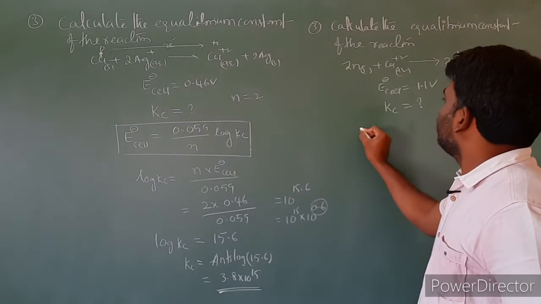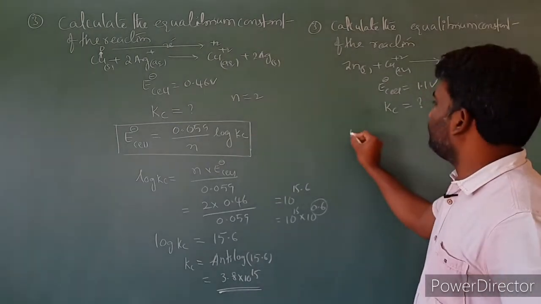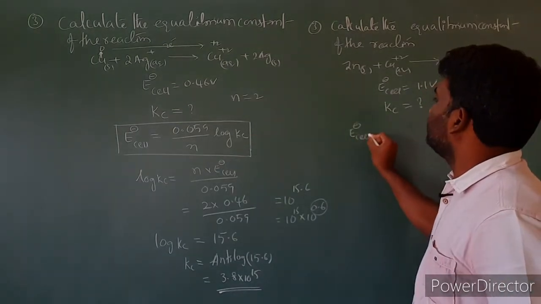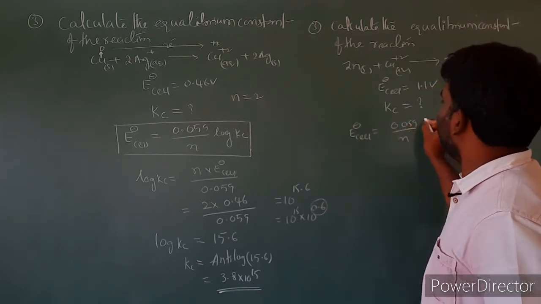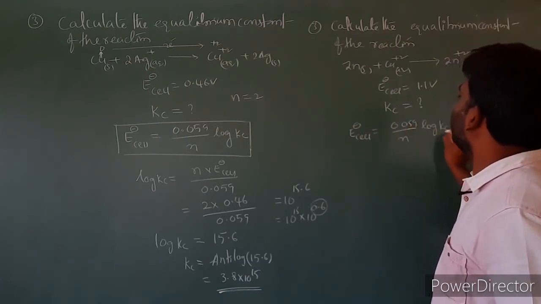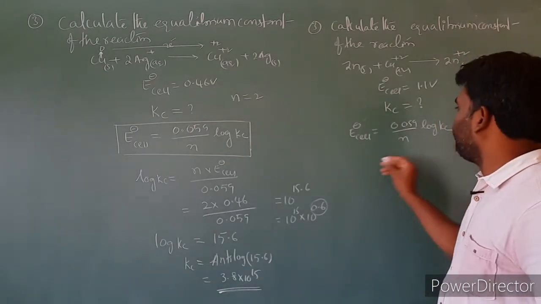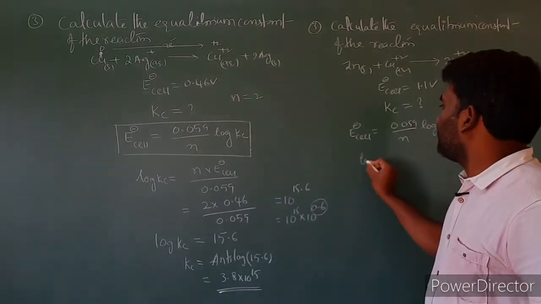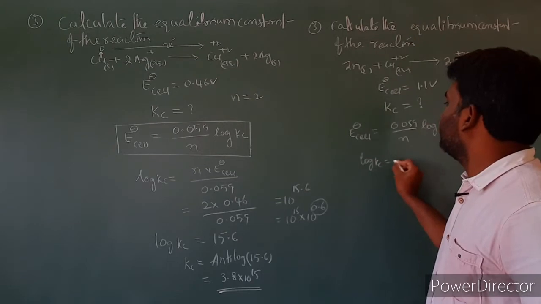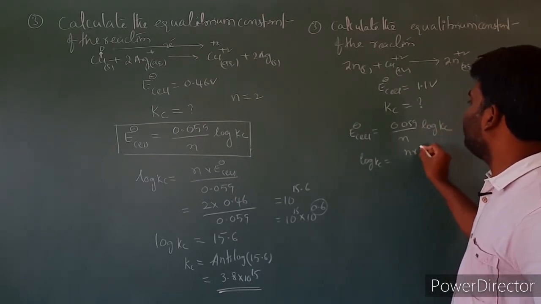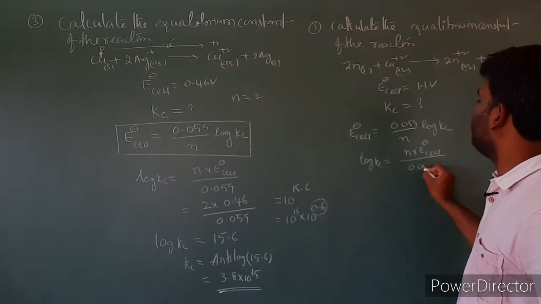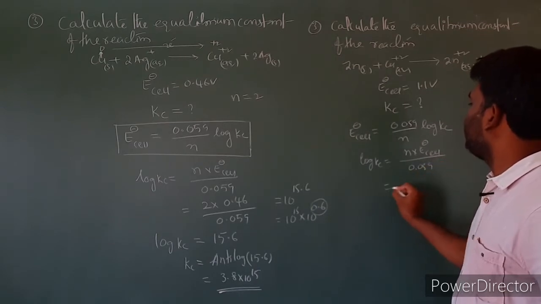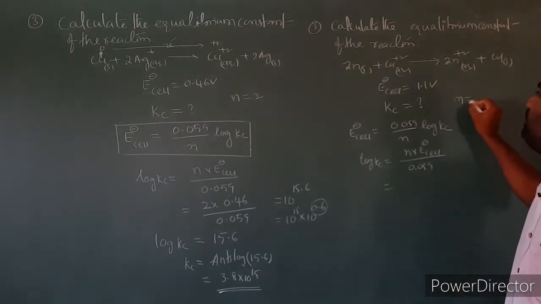Then we have the formula, the same formula we have to use: E° cell is equal to 0.059 by n log Kc, isn't it? So we have to find out the Kc value. So I'm taking log Kc is equal to n into E° cell by 0.059. That is equal to, n is how much? We have to find out the n value.